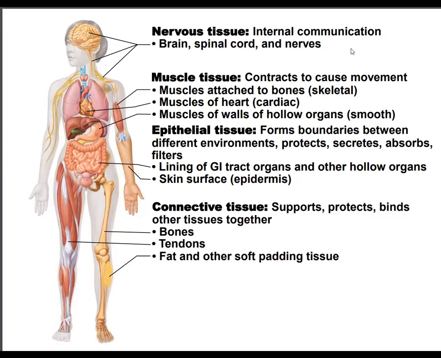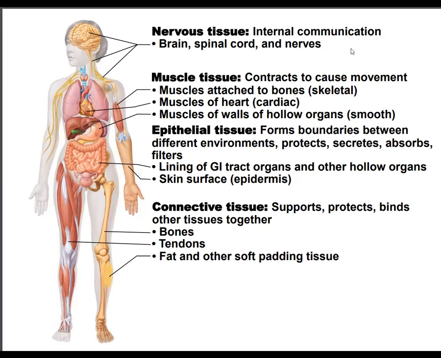The third group of tissues is your epithelial tissues. Epithelial tissue is going to be responsible for forming boundaries between the outside environment and the inside environment of the body. It is going to protect, secrete, absorb, and filter. Epithelial tissue is going to line the GI tract and the GI tract organs. It is also going to cover the body in the form of skin.